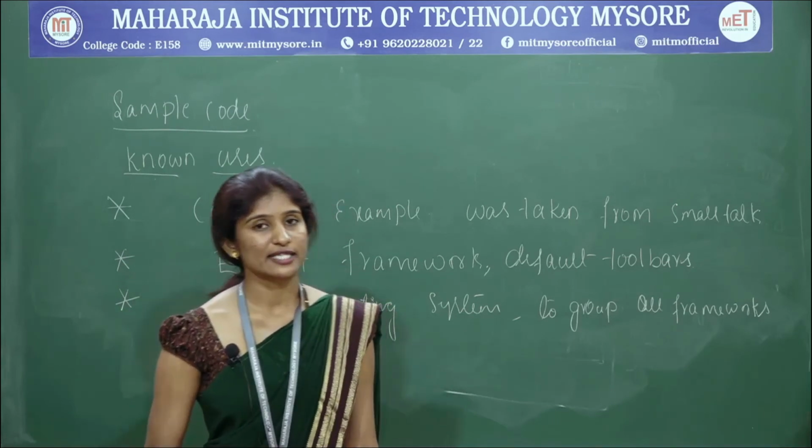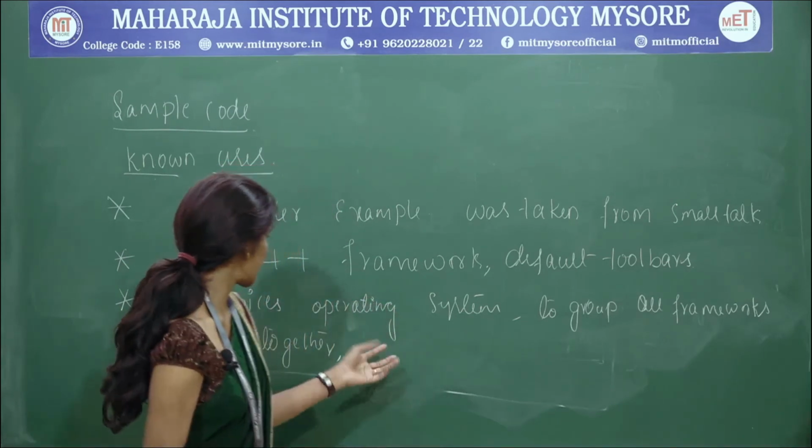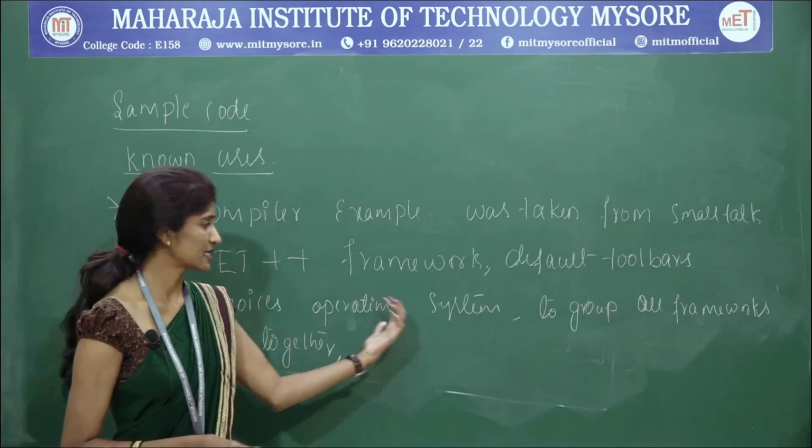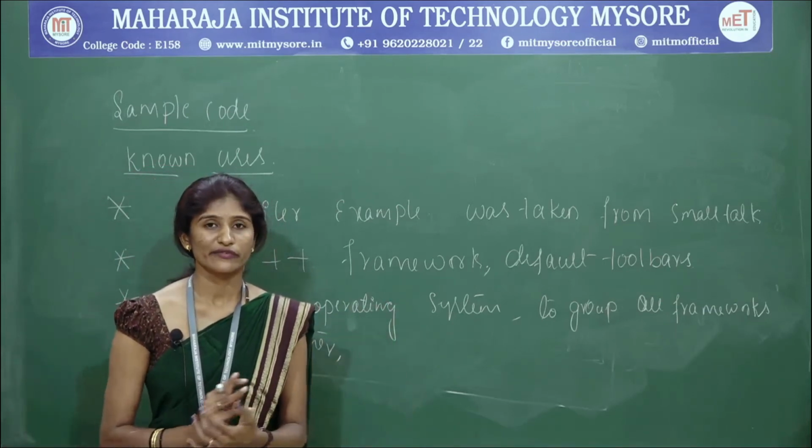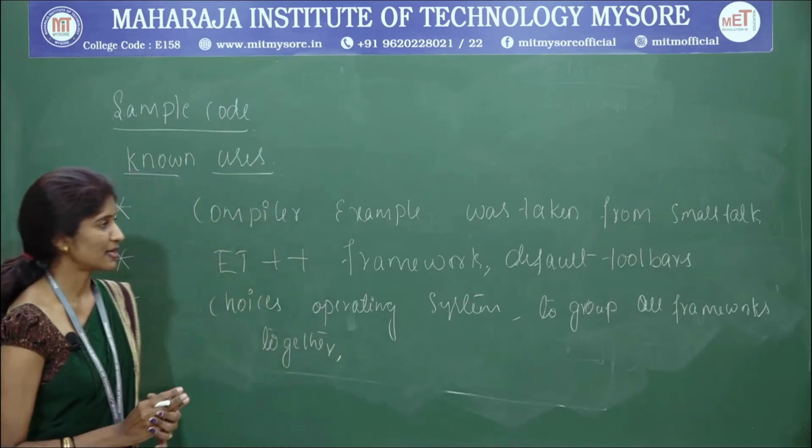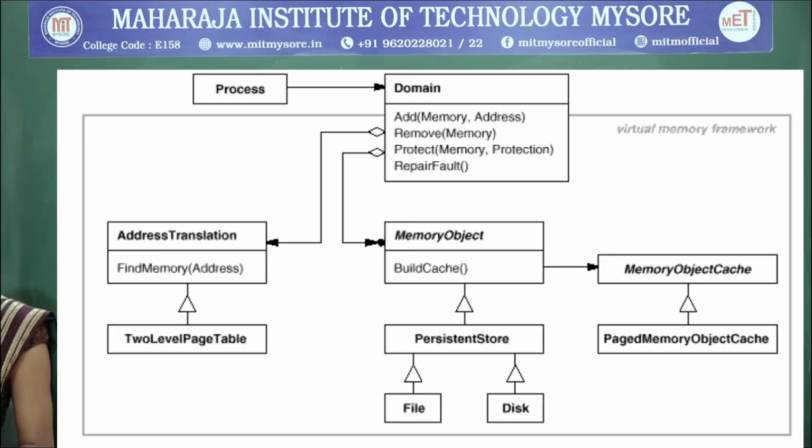We'll see an example. Actually, you have a small example for this one, the Choices operating system, showing how it is going to group together all the frameworks. So we'll see this example diagram. You can consider that there is a virtual memory framework. As it is a facet, you can consider you have a domain that represents the address space. It provides a mapping between the virtual addresses and the offset into memory objects, files or backing store.